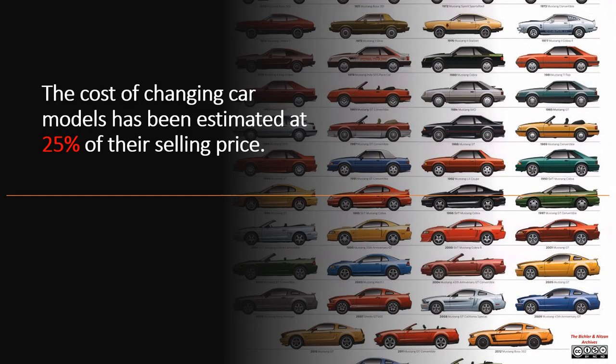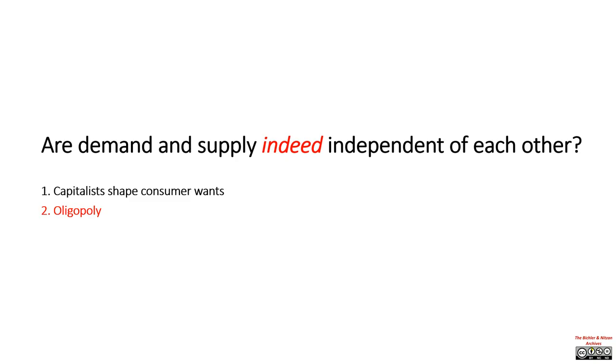For example, when you buy a new car, up to one quarter of the price you pay for it is simply to cover the cost of annual model changes. These changes usually affect the appearance of the car, not its underlying technology. The main purpose of it is simply to persuade you to let go of your existing car for something new. And to the extent that this persuasion works, and it certainly does work to some extent, then demand definitely depends on supply. The second reason why demand and supply are interdependent is oligopoly.